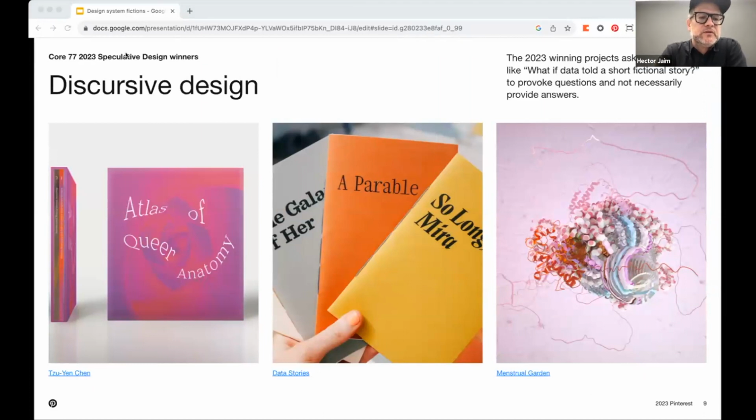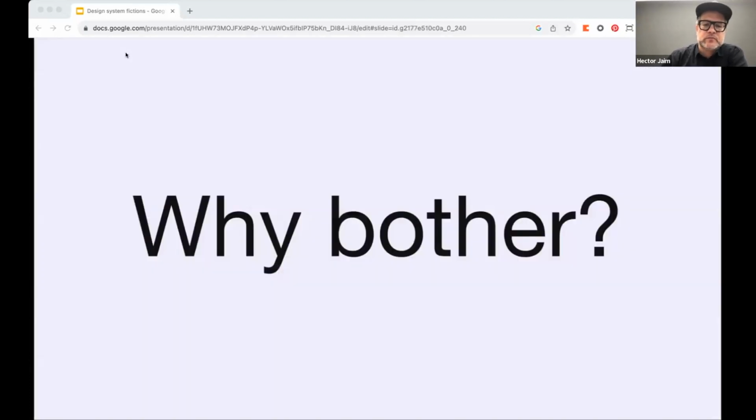What people call discursive design, critical design. If you look at this year's winners from Core77, they're actually not really real products, and they're not even really that technical. One of the winners is a series of books that people created called Data Stories. They took data from various homes that use Alexa and turned them into short works of fiction. So it's less about, hey, what do we do with data and create a product, and more about, what are we doing with all this data and all this surveillance, and making more of a commentary on that.